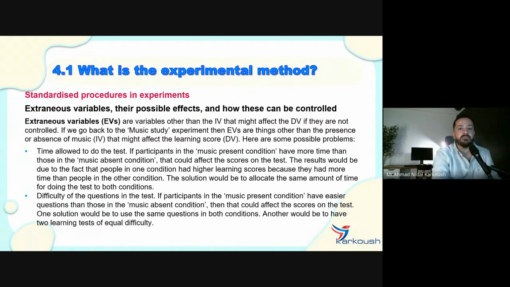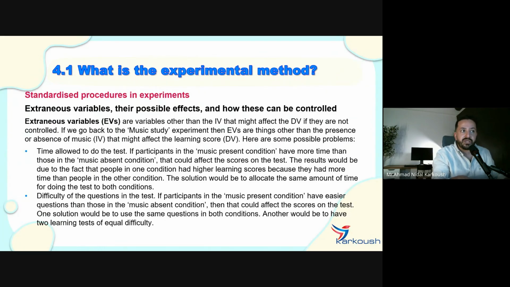And these are some problems. First of all, time allowed to do the test. If participants in the music present condition have more time than those in the music absent condition, then the time could be an EV. The time could actually affect the score of the exam. Maybe they actually did better because they had more time. The results would be due to the fact that people in one condition had higher learning score because they had more time than people in the other condition. And the solution would be to allocate the same amount of time for doing the test in both conditions.